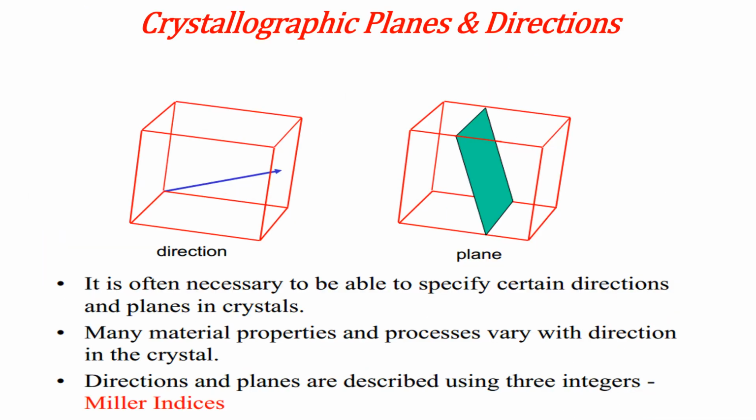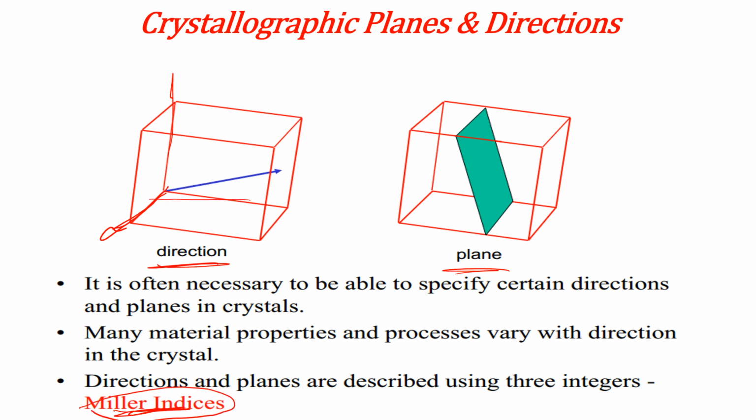Then we discuss the directions and the planes. So we should know how to identify, give the address or give the name for a direction or a plane. So we call them the Miller indices. These have X, Y, Z directions and we will do some questions. We have to find the Miller index of a direction, and we should know how to find the Miller index of a plane.